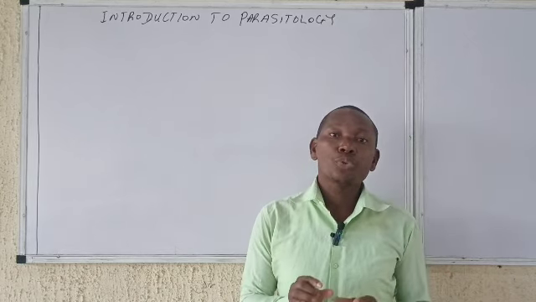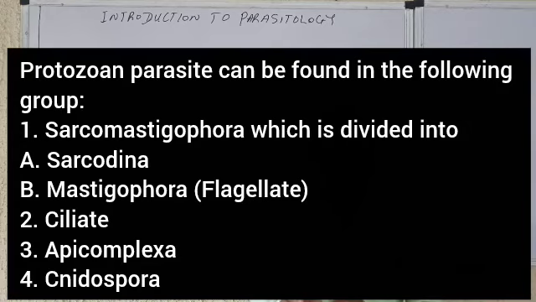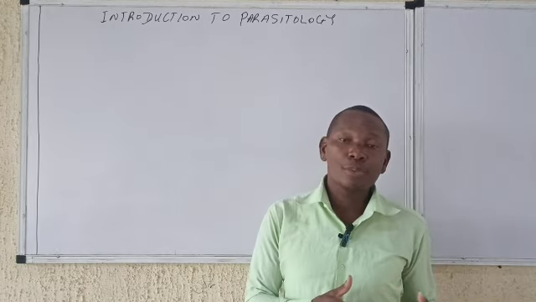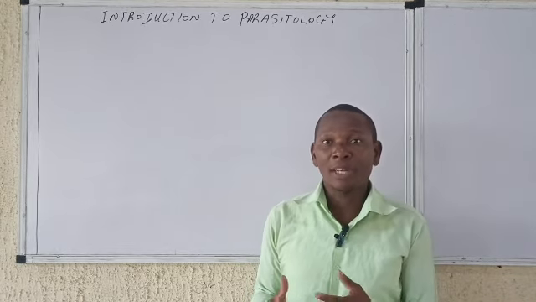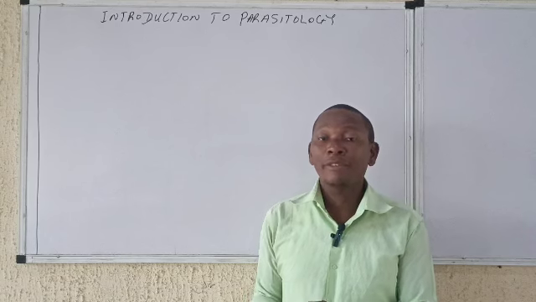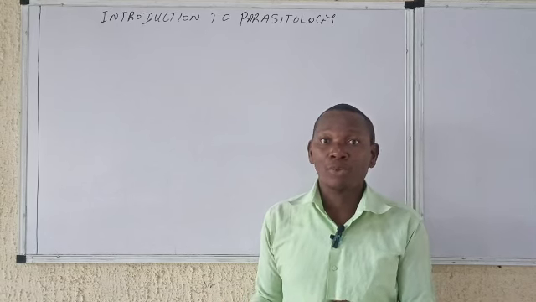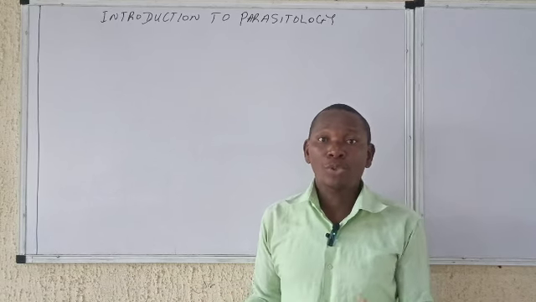Now we have the protozoan parasites. Note that the protozoan parasites are scattered into some of these groups. We have the Sarcomastigophora, which is divided into the Sarcodina and Mastigophora. Note that these groups are not exclusively parasitic. There are organisms in the group that are not parasitic, while some are parasitic. For example, in Mastigophora, we have the free-living flagellates and some others, while we also have the parasitic ones.